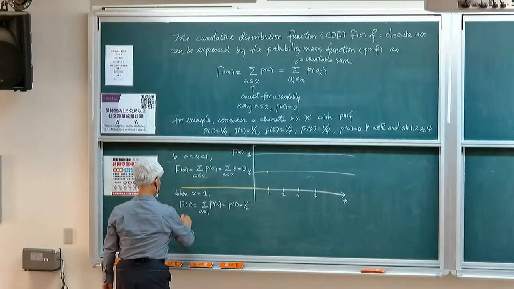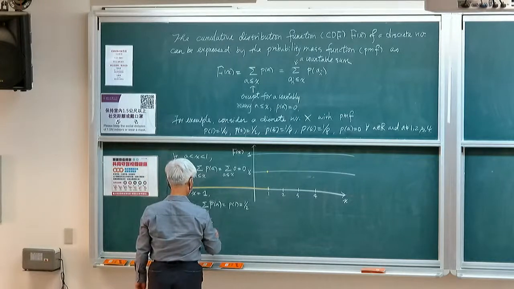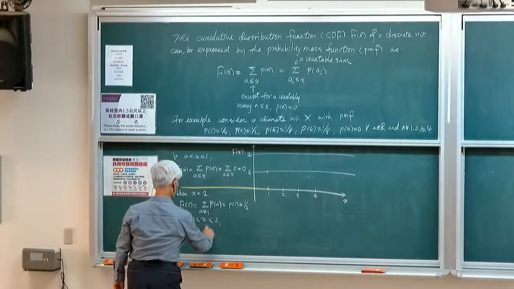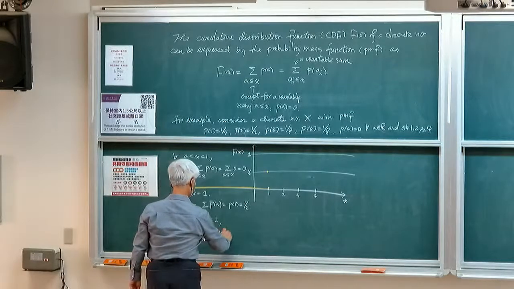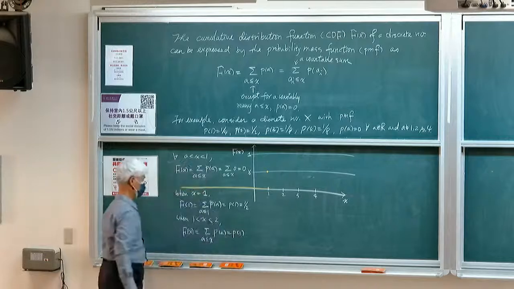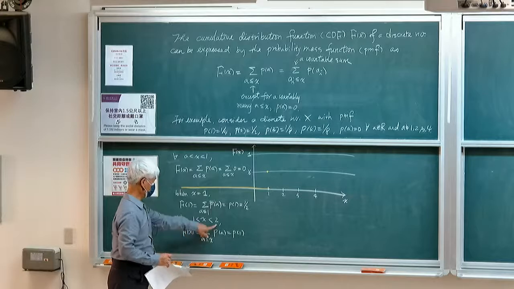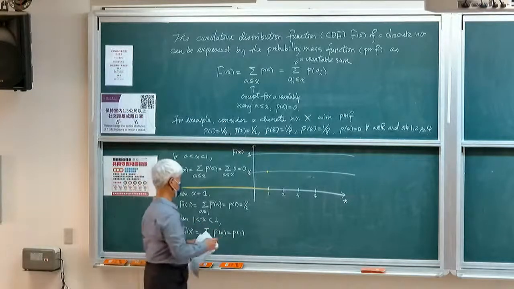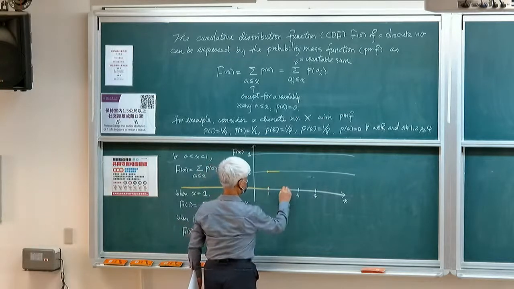Now, when x is greater than 1 but less than 2, then F(x) is the summation over a less than or equal to x of P(a), which is P(1), because x is in between 1 and 2, bigger than 1. So this is P(1), which is 1/4. So we have a constant up to here.